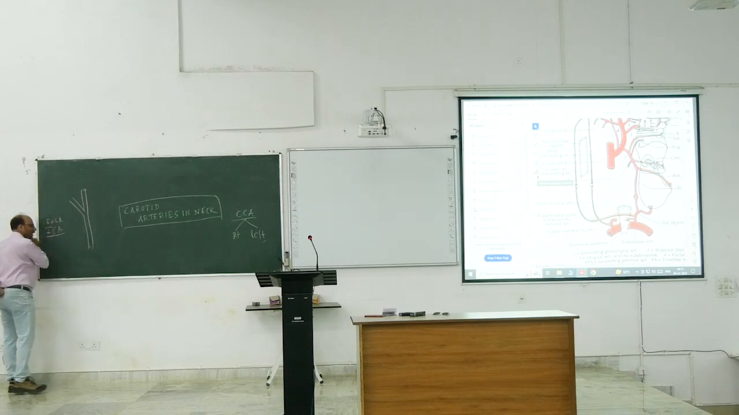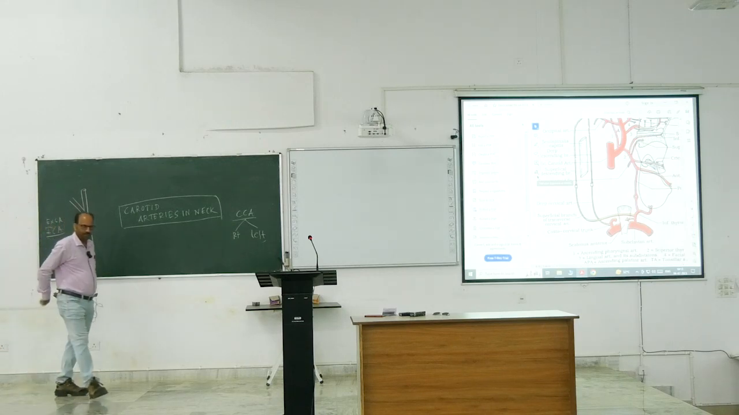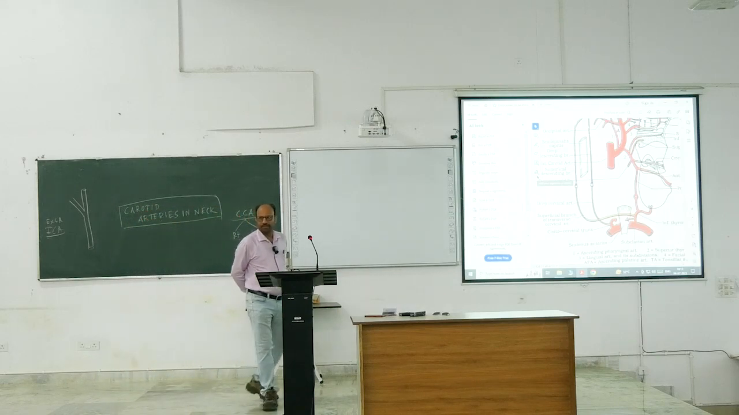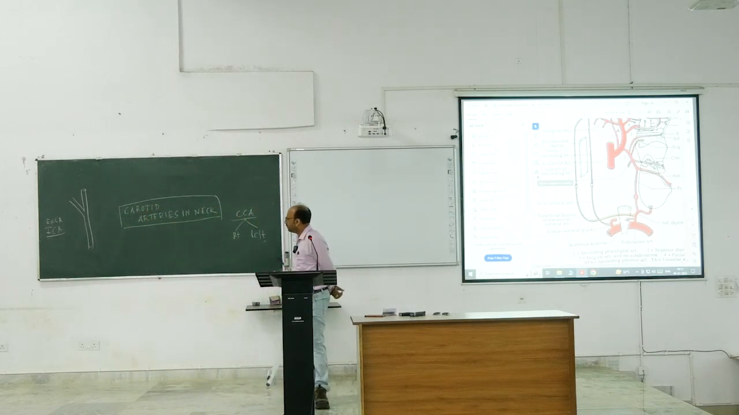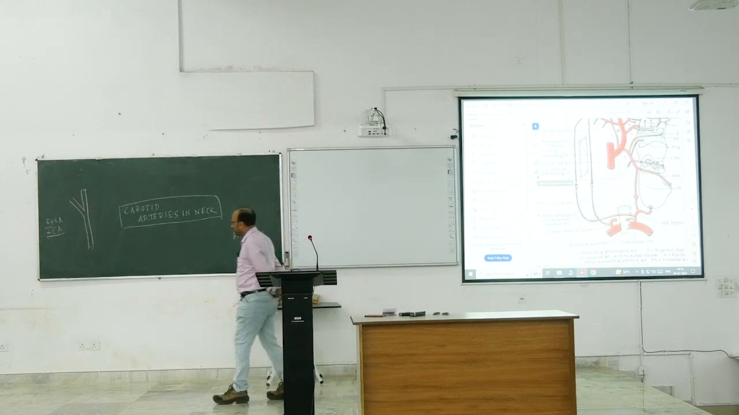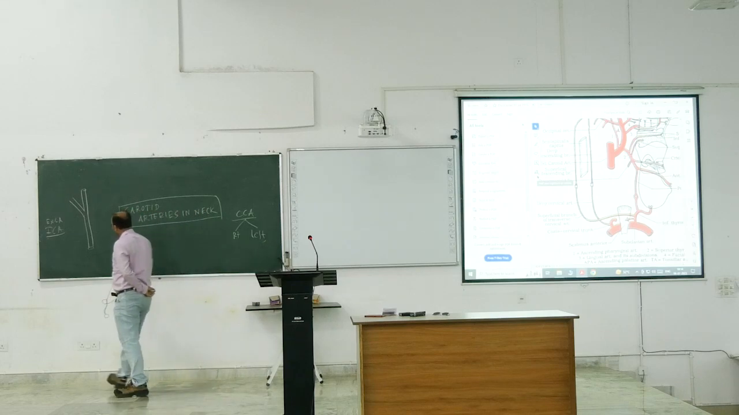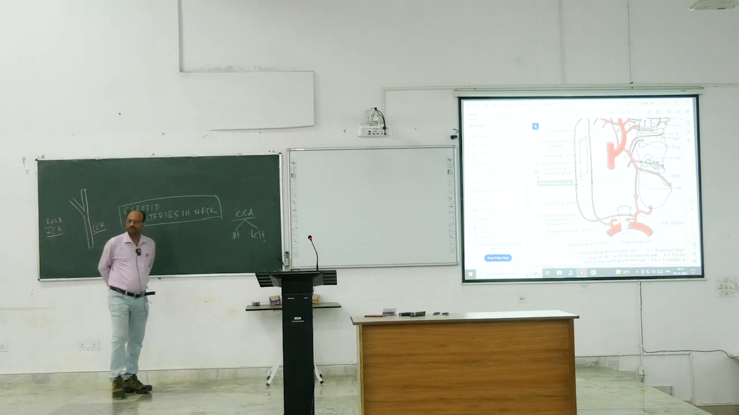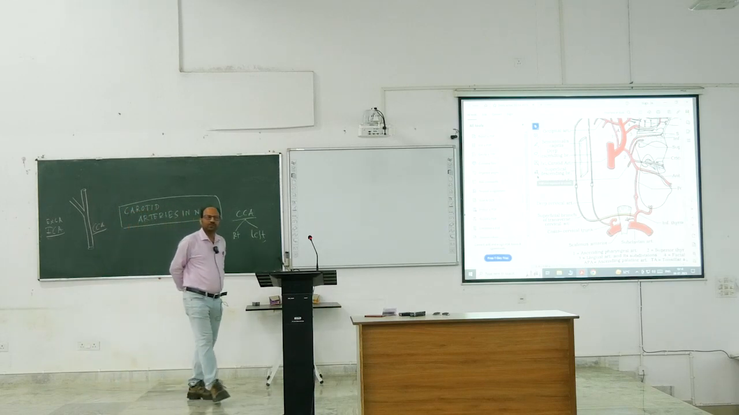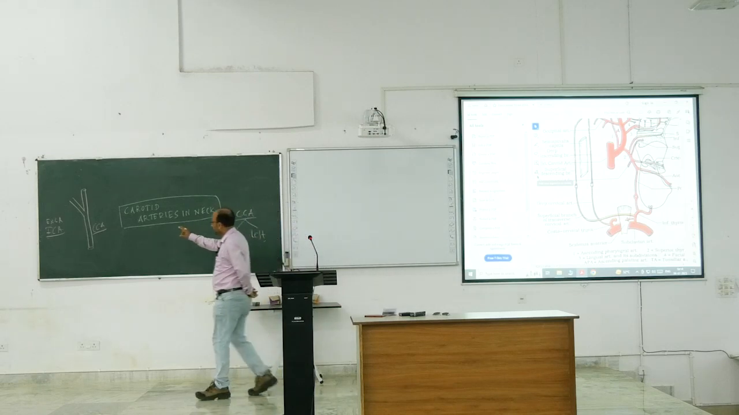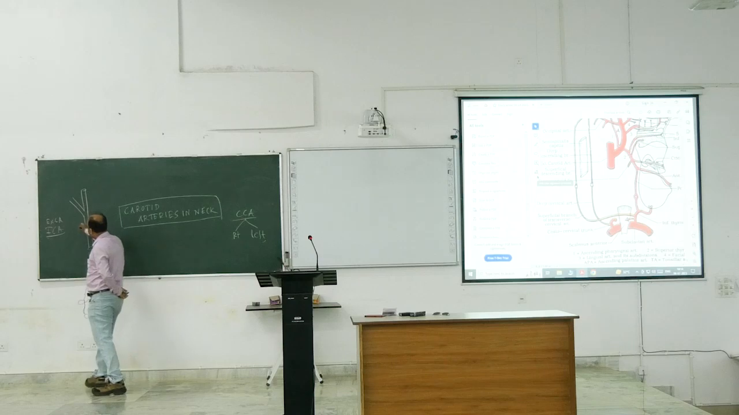ICA, internal carotid artery. But a very interesting fact is that the internal carotid artery or common carotid artery in the neck has no branches. Only the two terminal divisions of the common carotid artery, that is ICA.